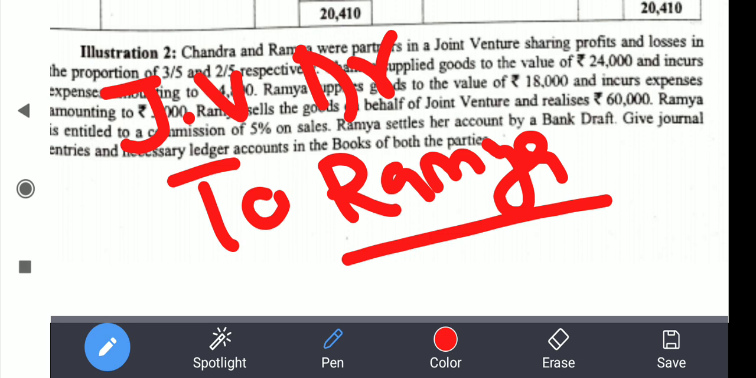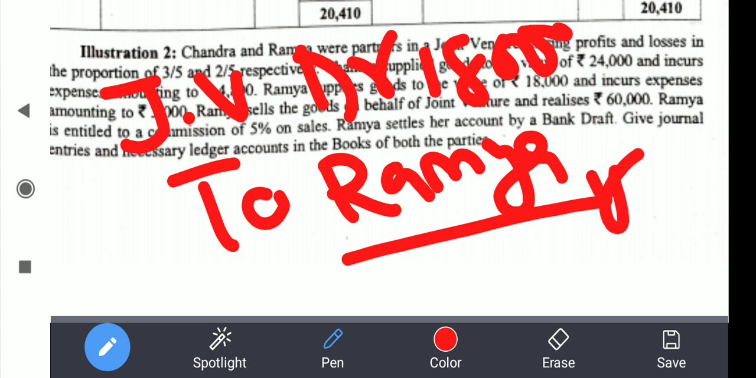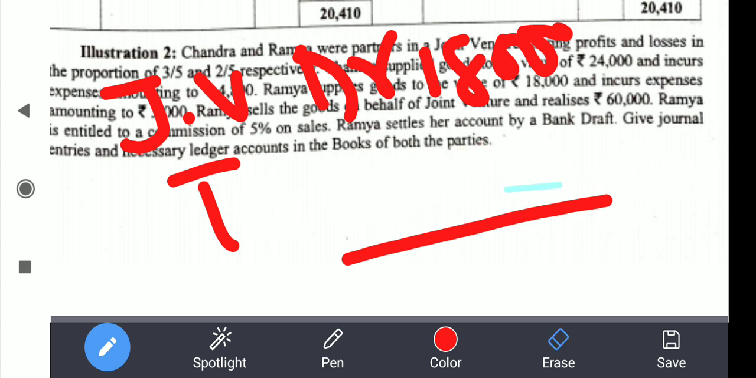Ramya. So here, joint venture account debit to Ramya, that is 18,000. So what is the narration? Being goods contributed by Ramya. Okay. Next thing is what?